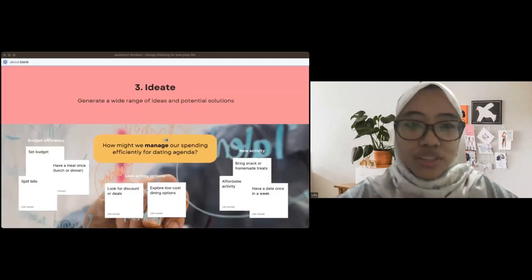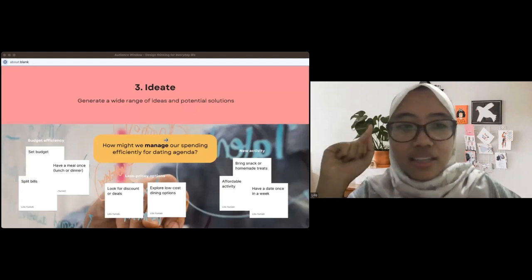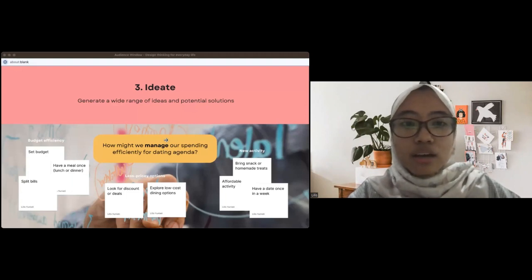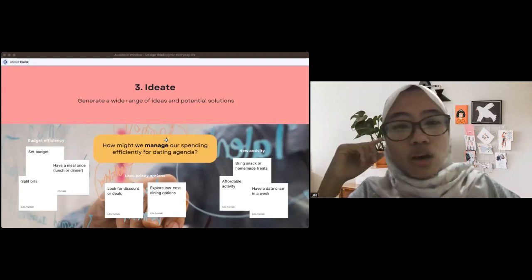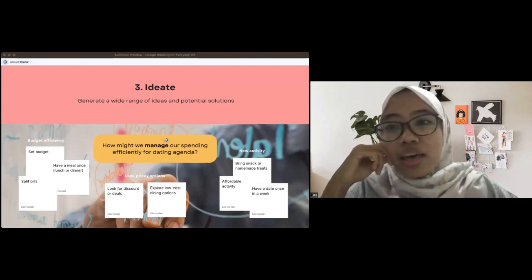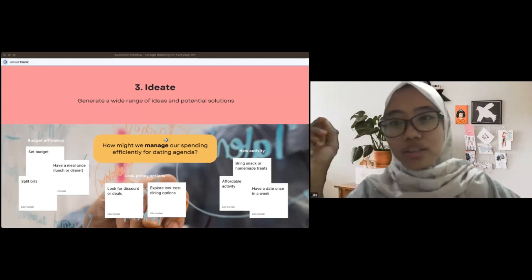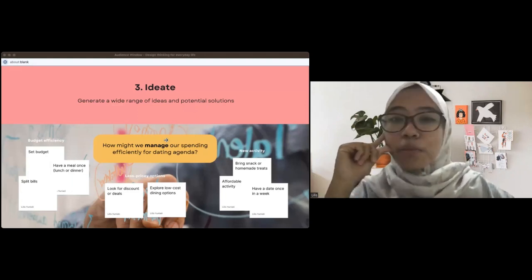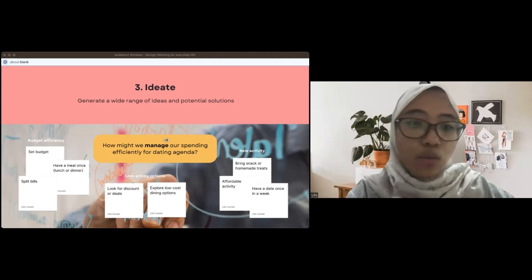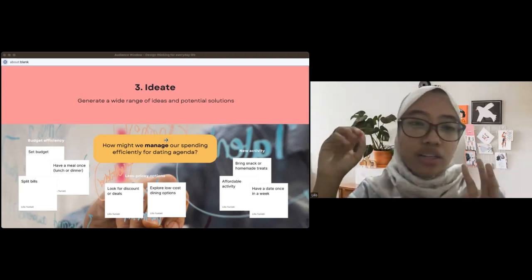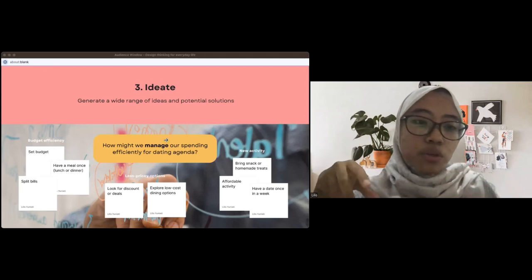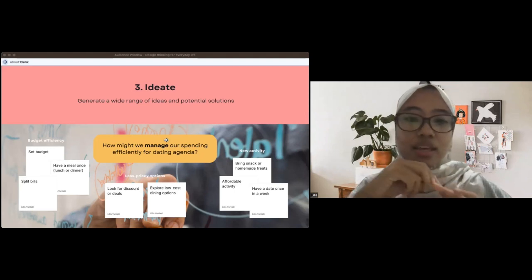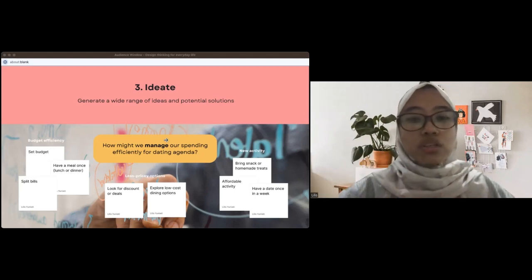And we move on to the next step, which is ideate. Ideate is to generate as many ideas as you can, potential solutions to your problem. And this is the phase where creative thinking takes center stage. And here are the ideas from the problem we have before, and then we group the similar ideas into 3 big categories. The first one is budget efficiency and less pricey option, and then try to explore the new activity.